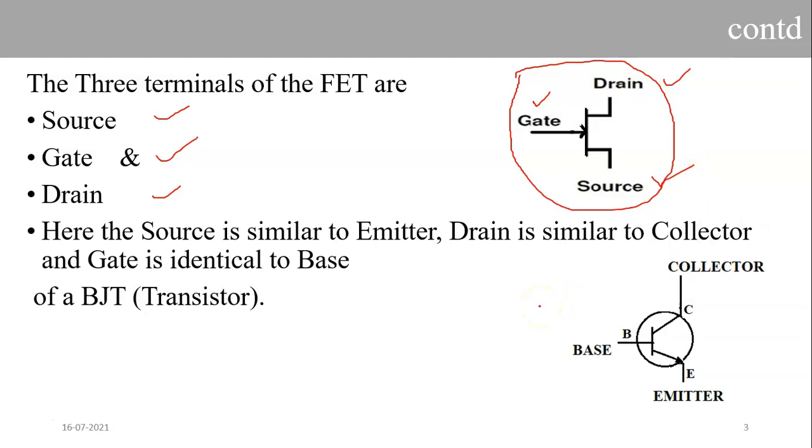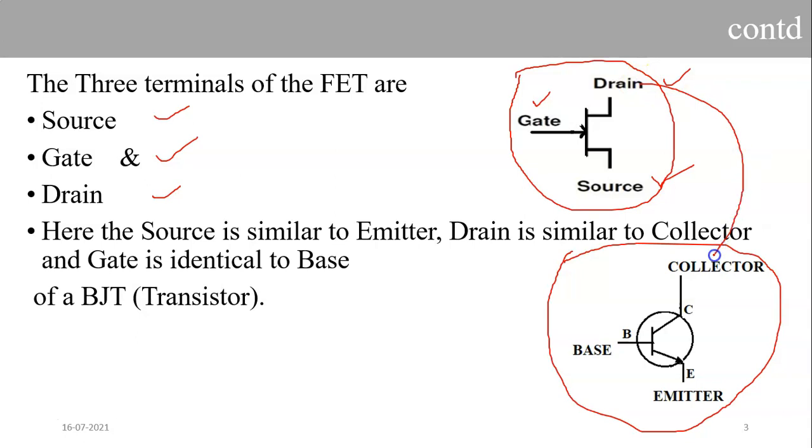When you compare this with the bipolar junction transistor, which I have shown here, it is very much similar, and you can see here that source is similar to emitter, collector is similar to drain, and base is similar to gate. That's why I told you in the beginning there are many similarities between BJT and FET, especially in terms of the terminals.